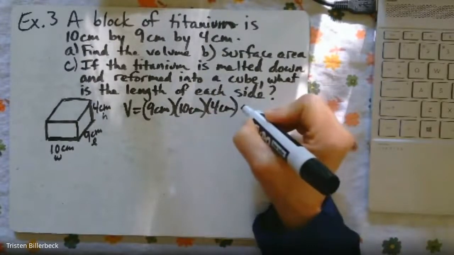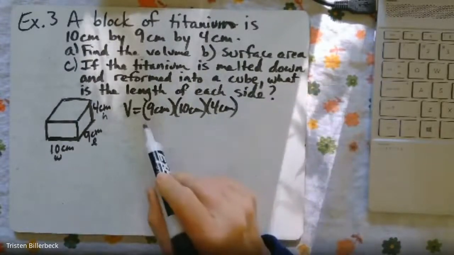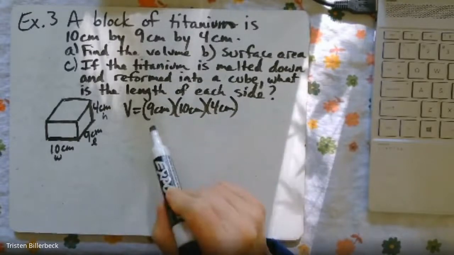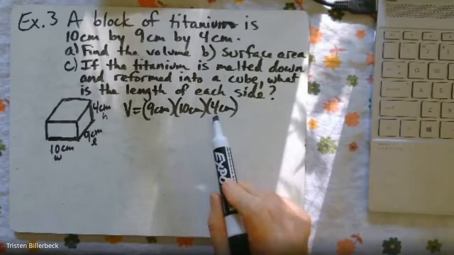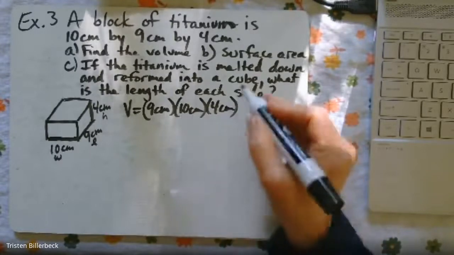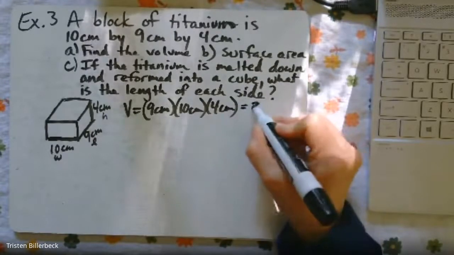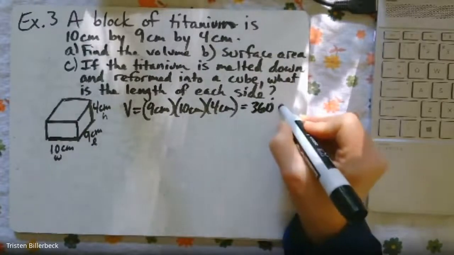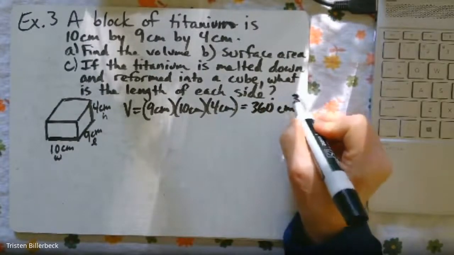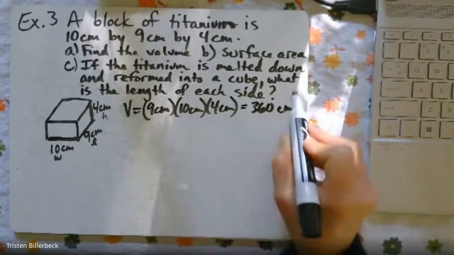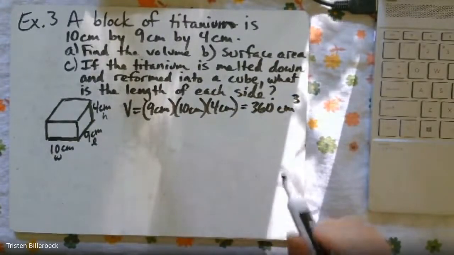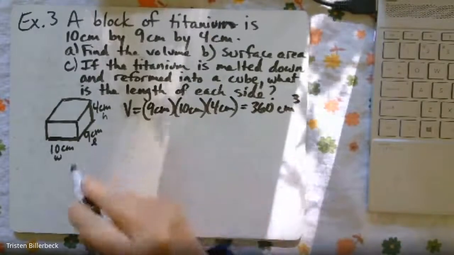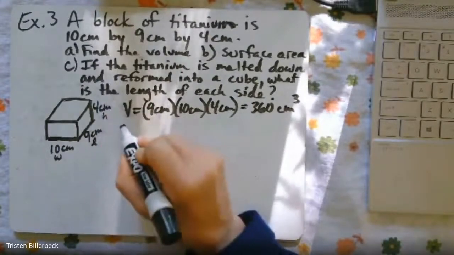So keeping that in mind, the commutative property of multiplication, I can multiply 9 times 4, which is 36, times 10, which is 360. So that's how I do fast math. And then I have 3 of those centimeters, so I say centimeters cubed, because it's volume. Volume is three-dimensional. So now we want to find the surface area.